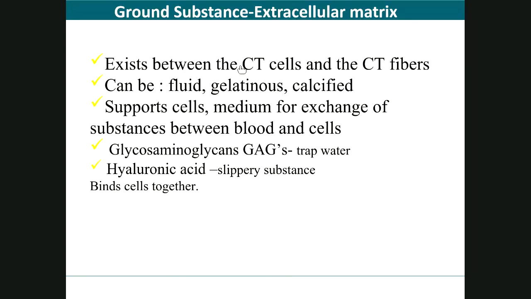So the ground substance is what exists between the connective tissue cells and the connective tissue fibers. Depending on where we're at, it will either be fluid, like plasma in fluid connective tissue and blood, gelatinous, such as in cartilage, or calcified, like we have in bone. It acts as a support medium for the exchange of substances between blood and cells. Within connective tissue, we have GAGs, which trap water, and hyaluronic acid, which provides a slippery substance that binds the cells together.